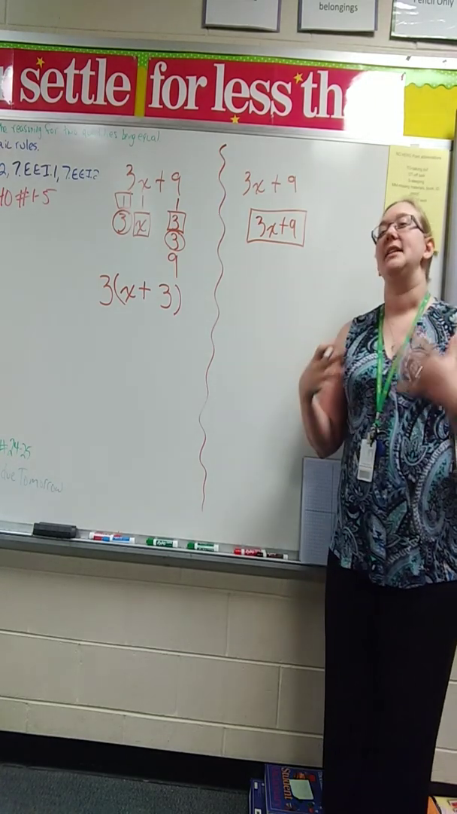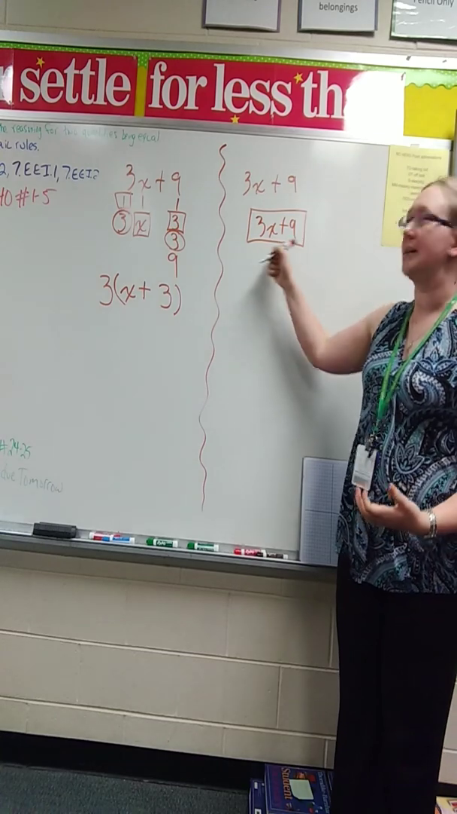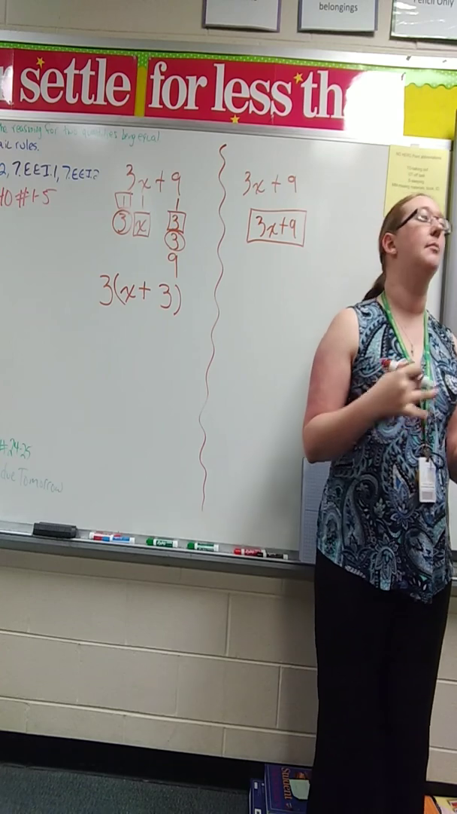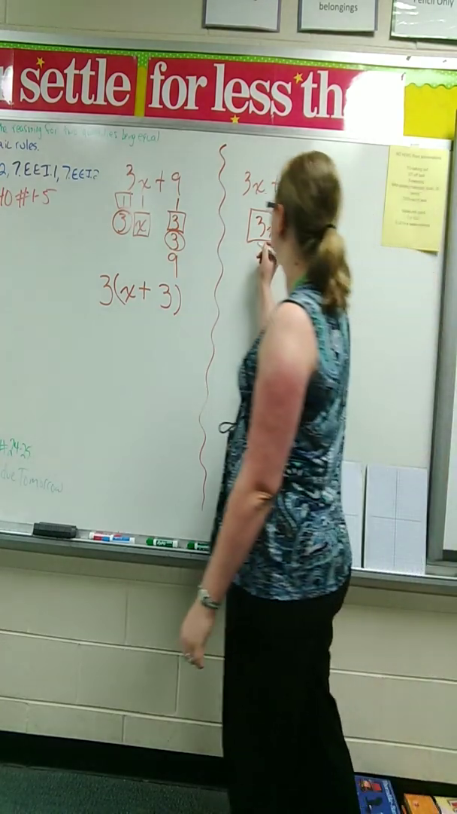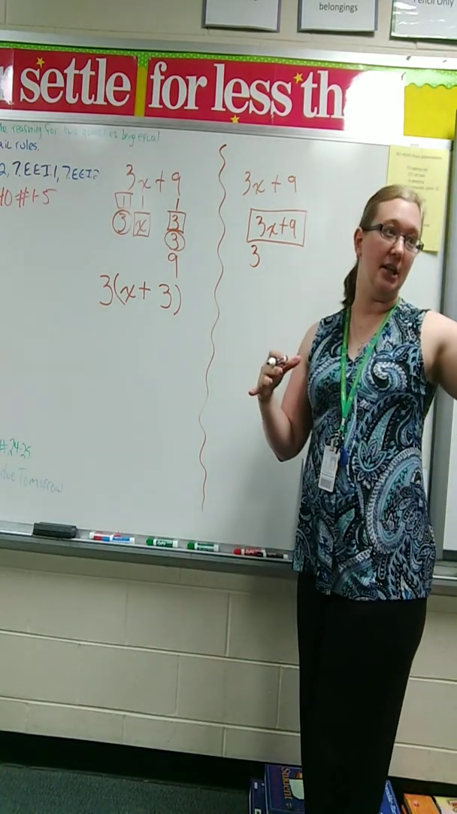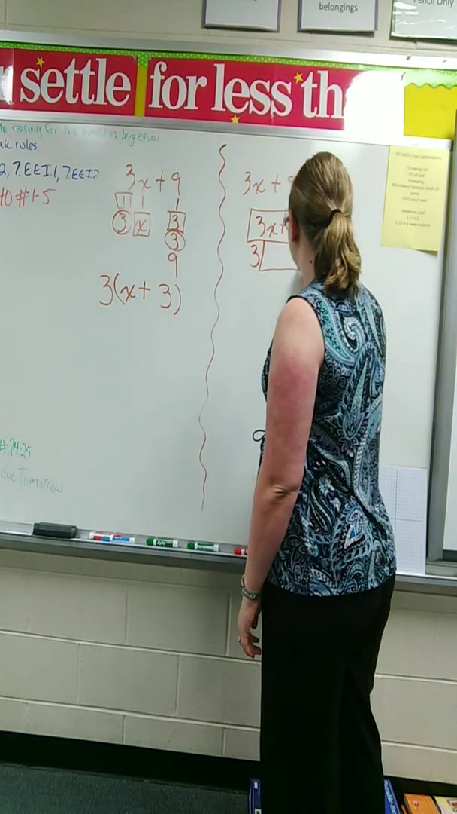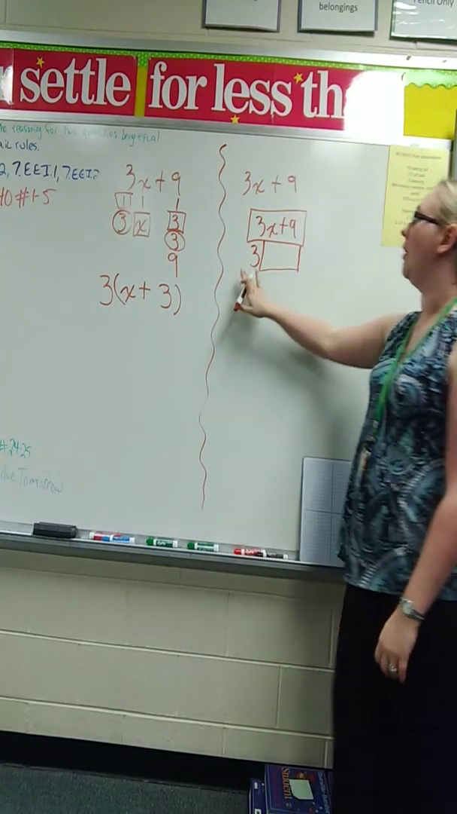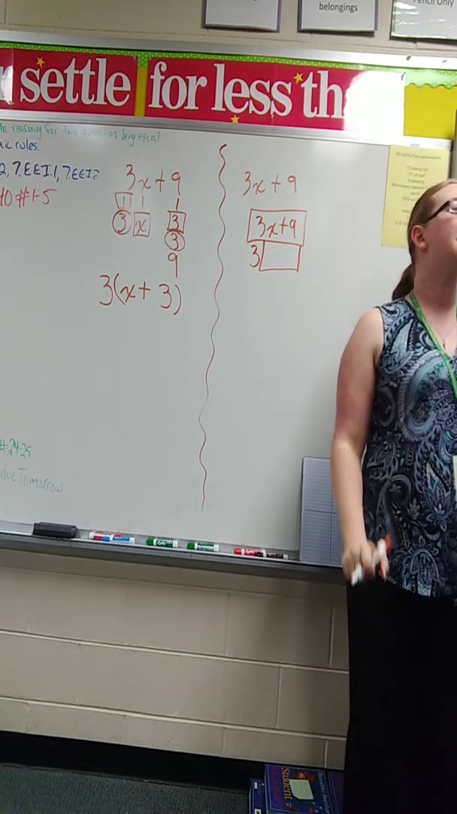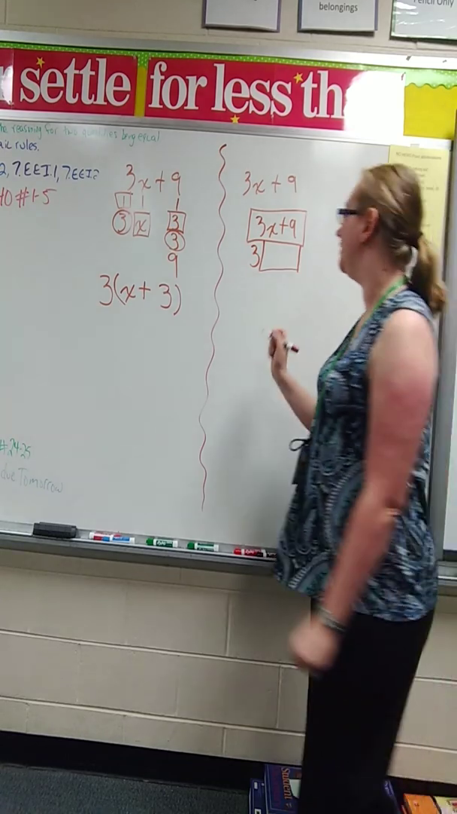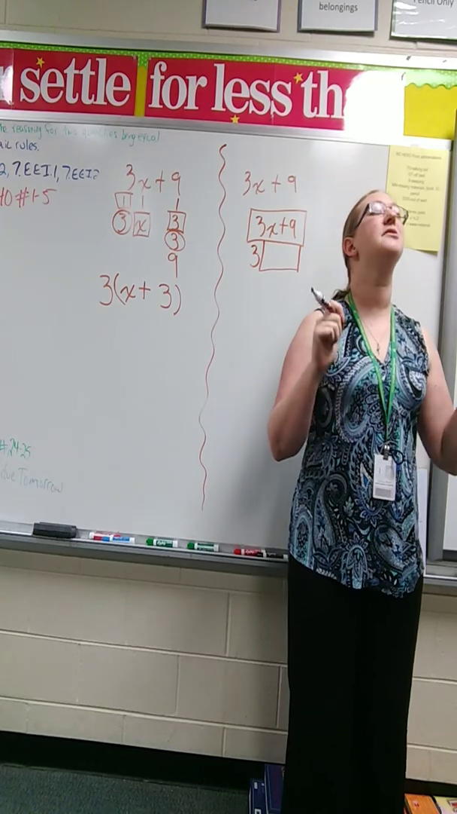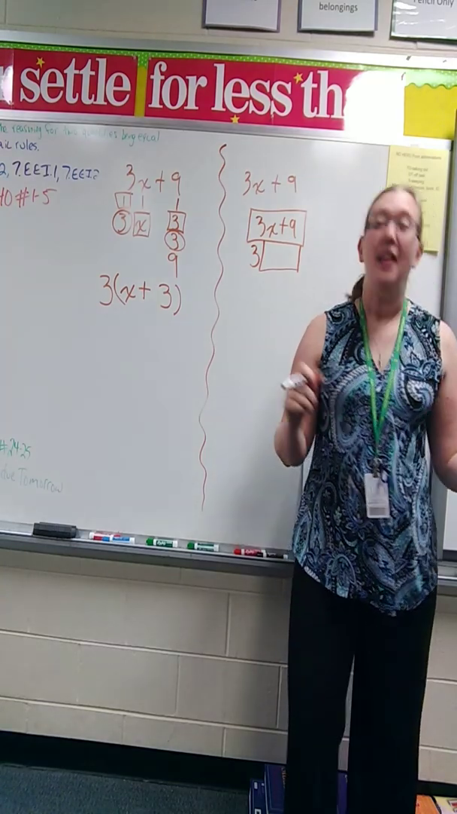Now we have to think, what is a common factor between 3x and 9? It doesn't have to be the greatest common factor, but we need a common factor besides the number 1. 3. We'll write a 3 below. Here's where the upside down tier comes in. We draw another box. What times 3 gets me 3x? X. There we go. Okay.